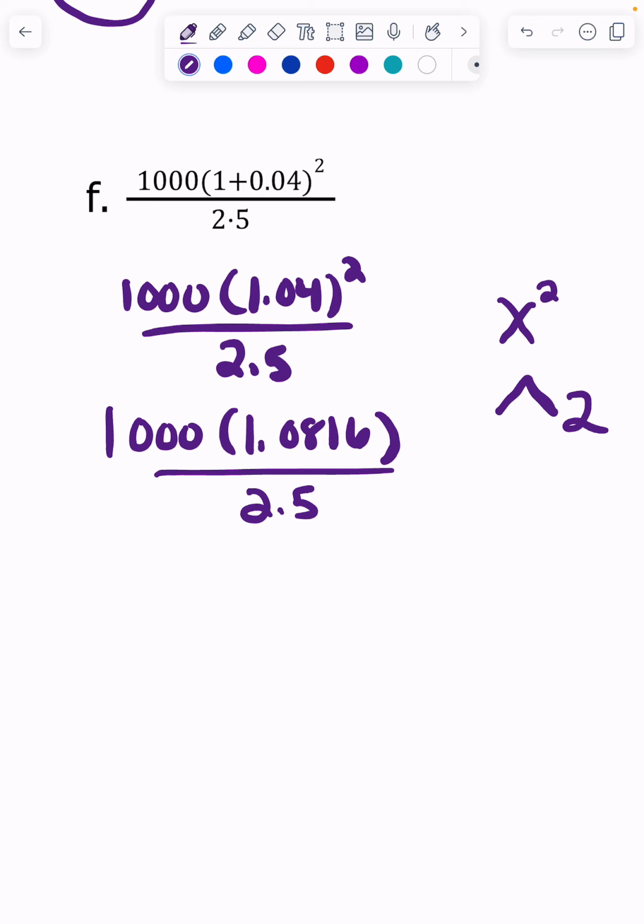All right, so now this is kind of a unique one. We have division and multiplication, but it's not a matter of which one comes first per se. We have a numerator and a denominator, so I'm just going to clean up the numerator and multiply the 1000 times 1.0816, and that's going to be 1081.6. And that gets put over 2.5.